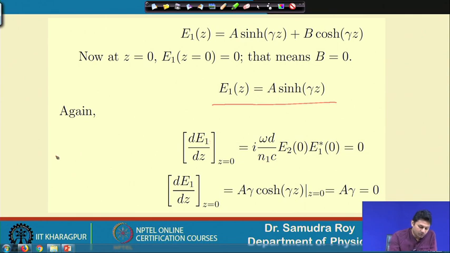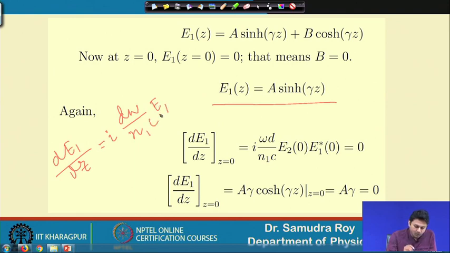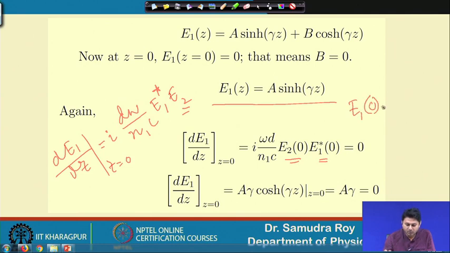If I make a derivative, we know that d E 1 d z is I omega d n 1 c E 1 star E 2, that was our equation. So, this quantity at z equal to 0, if I want to find, then it will be I omega d n 1 c E 2 at z equal to 0 and E 1 star at z equal to 0. Now, E 1 star at z equal to 0 is 0, because we consider there is no field. So, E 1 at z equal to 0 and E 1 star at z equal to 0 are the same thing here, the amplitude is not there or vanishing. So, this quantity is 0.